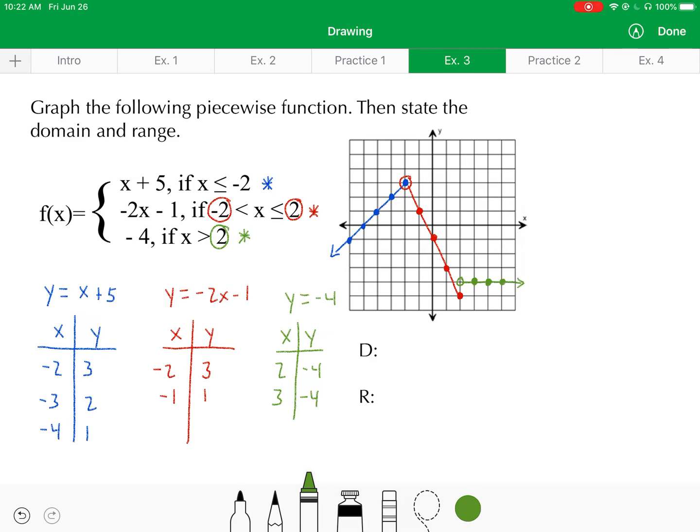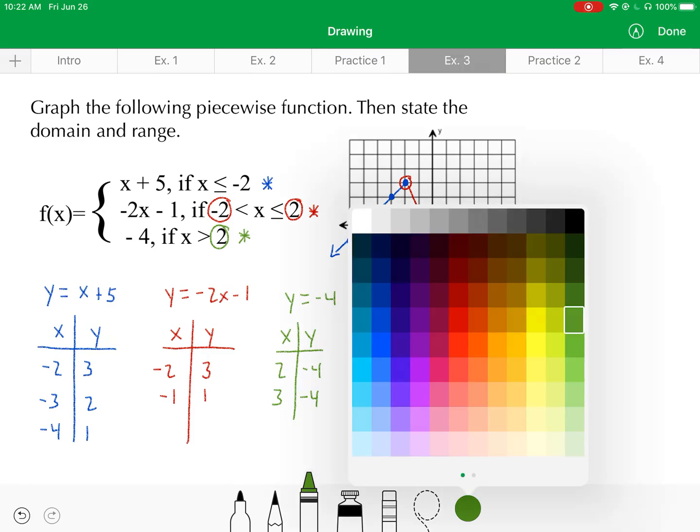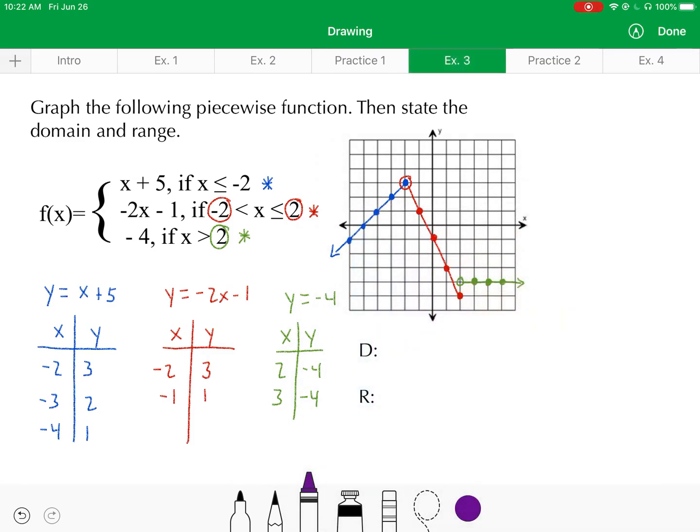So altogether, the blue, the red, and the green make the entire graph for this piecewise function. All right. What is the domain of this graph? Well, if you look at all three restrictions, x is less than or equal to -2, x is between -2 and +2, and then x is greater than 2. Notice that when you combine those three together for the entire function, the domain is all real numbers.